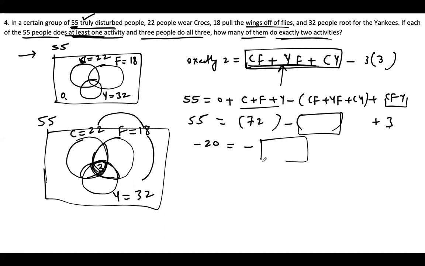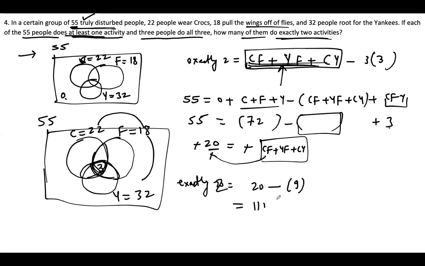So 55 minus 75 is 20. And this minus and minus will get cancelled. This is the value of CF plus YF plus CY. If I put 20 here, what is the value of exactly 2? This value I know is 20 minus 3 into 3, which is 9. So 11. So mostly I'll be using these two equations, okay? Hope it's clear.